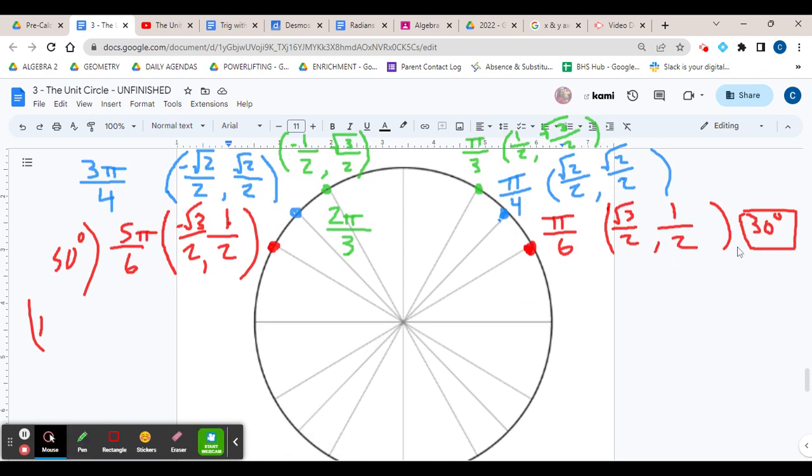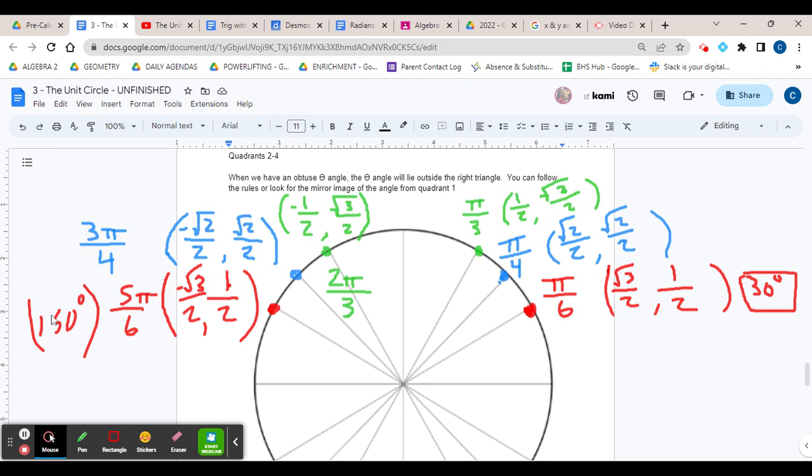Now, if we come down, some of my markings are going to get a little screwed up here. Oh, well.